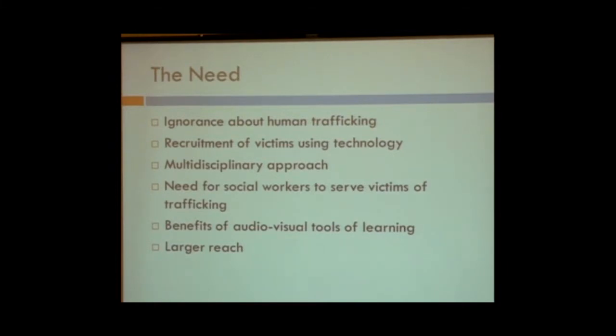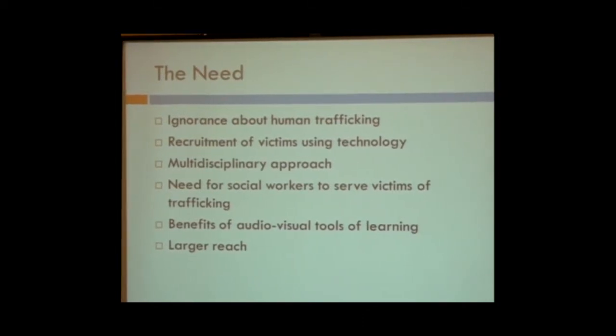There's ignorance about it. Recruitment of victims using technology. There are 3 websites. I'm not talking Craigslist, that's now monitored, but there are 3 more websites in Florida alone that are primarily geared towards recruiting victims. Could you do anything about things like this? There are not-for-profit agencies that have realized it now. Law enforcement is nowhere close to where they should be about doing stuff like that.